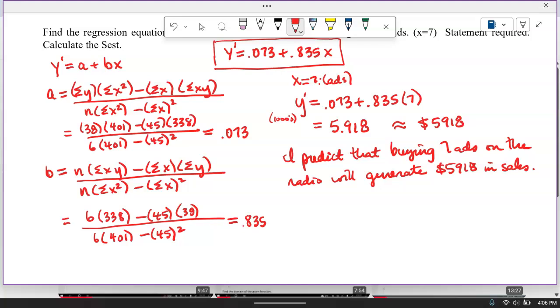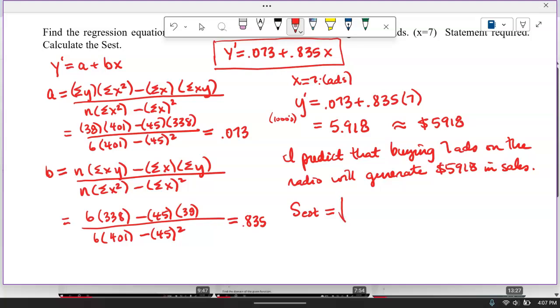Now, that's kind of hard for anybody to believe that you can actually predict to the dollar, right? So there's another calculation that we're going to do. It's called the standard error of estimate. We calculate the standard error of estimate so that we're able to give the amount of error in our prediction to the person we're trying to get to buy more ads from us.